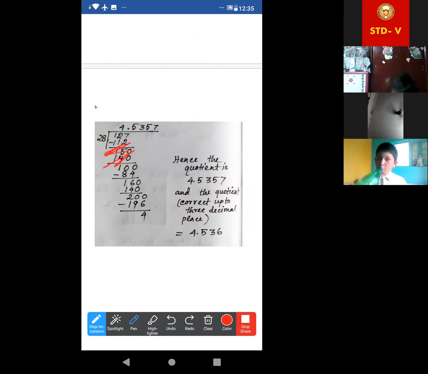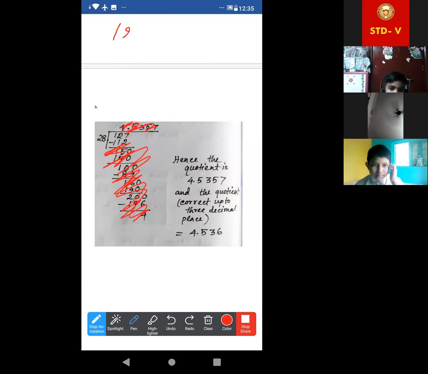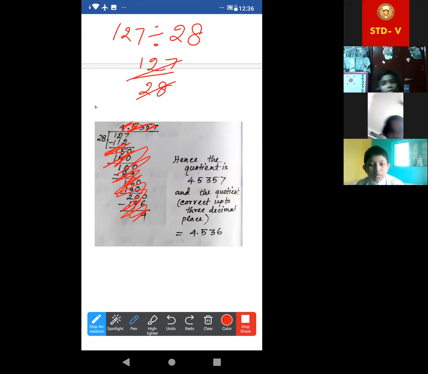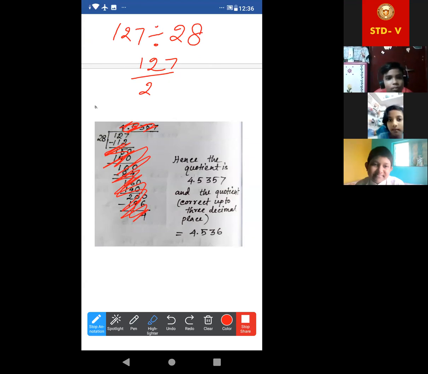Let me cover this. Now just look at this. It is given 127 divided by 28. It will be much better if you do cancellation and make it the simplest form. But if you can't, you can do normal division directly. Understood? Basically, you have to do the division. That's why I do it first.